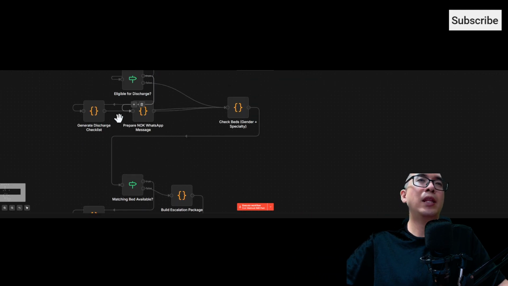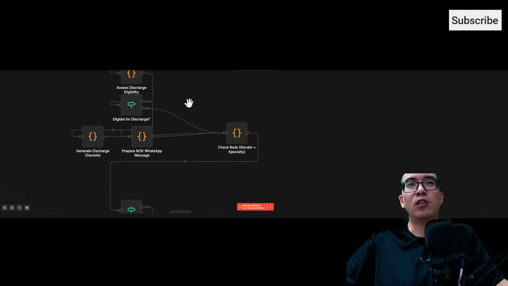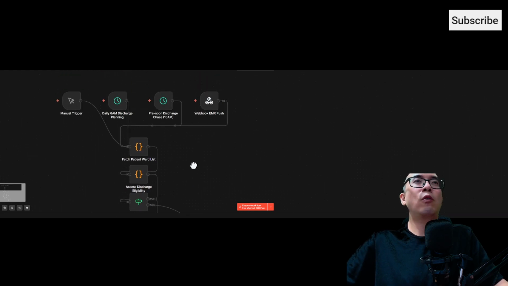By then, the NOK would have already received the SMS for visitor registration, to pick up the patient and have a safe discharge home. So yes, this is the overall flow.